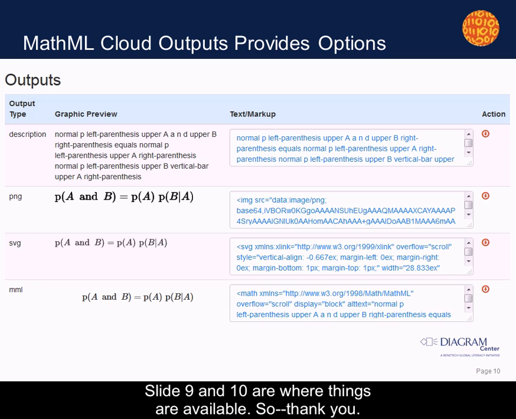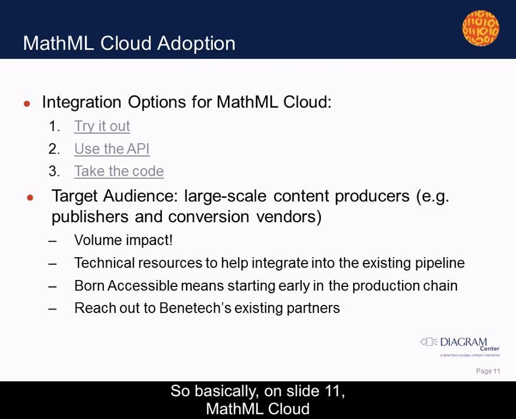So thank you, Julie. On slide 11, MathML Cloud is available through integration in various formats. We wanted to make it flexible so that it could be plugged into various different types of production pipelines. What I just showed you was the online version. It's a demo version that individuals can just try out. You can plug in an equation that you would like. Actually, in the screenshot, I used MathML rather than ASCII Math.